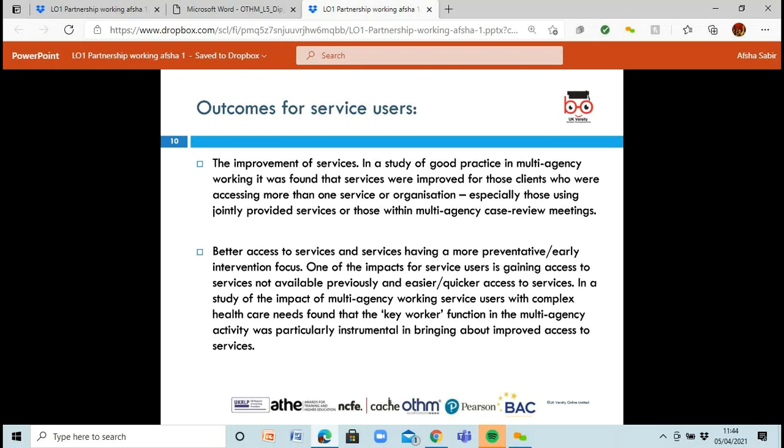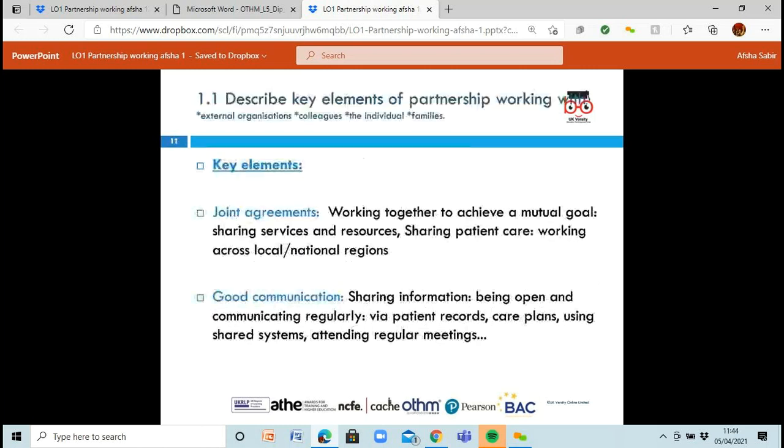So that was just what partnership working is, the good points, the bad points, and how it came about. Now we're going to go on to 1.1, which is describe key elements of partnership working with external organizations, colleagues, individuals, and families. On here, I've just put down a couple of slides on what the key elements are. When you're doing your assignment, just make sure you're getting this terminology. I've highlighted them in blue just to make it a little bit easier.